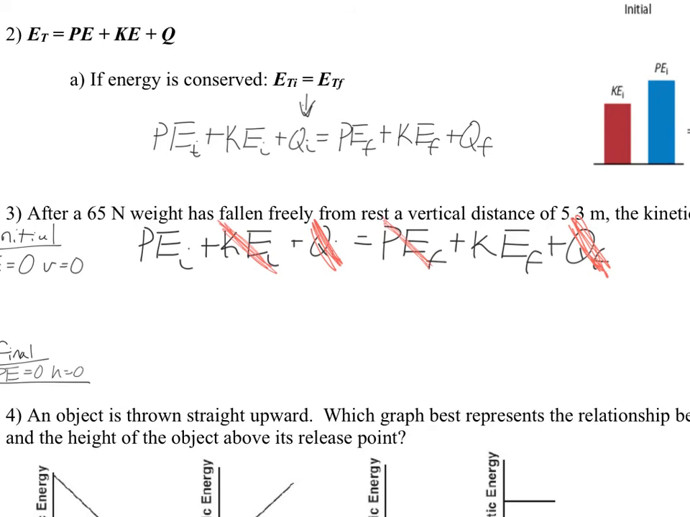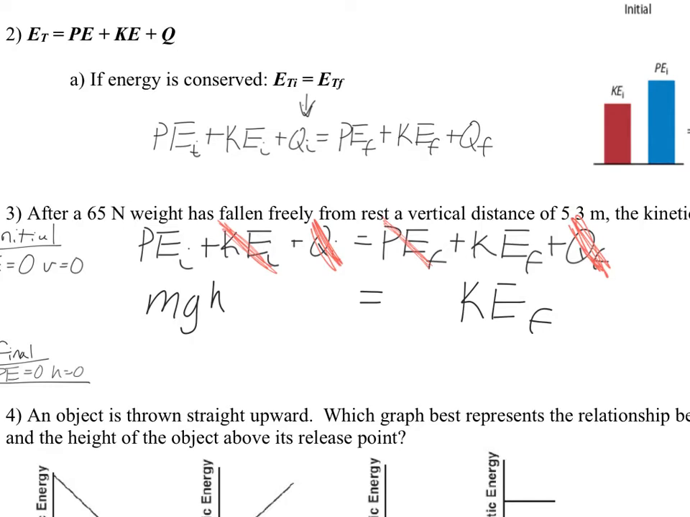Therefore, we just plug in. Our equation is mgh, using the initial height, is equal to kinetic energy final, which is 1/2 mv squared. Actually, this question just asks for the kinetic energy final, so we don't even need to write 1/2 mv squared. We can simply write KE final. So now to solve for KE final, we have to find mgh.